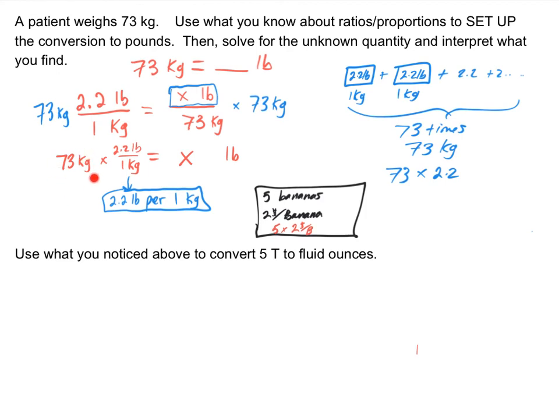We're taking what we're starting with and we're multiplying by a unit ratio where the units line up. The denominator is per kilogram, and that's what we're trying to cancel out. So we didn't even do this multiplication yet, and we can do that right now. 73 times 2.2 is 160.6, and this would be pounds.